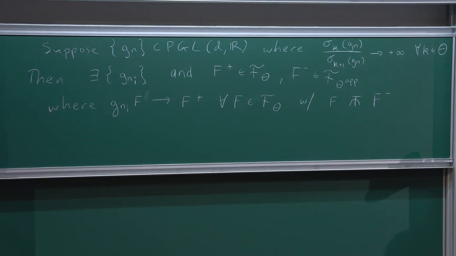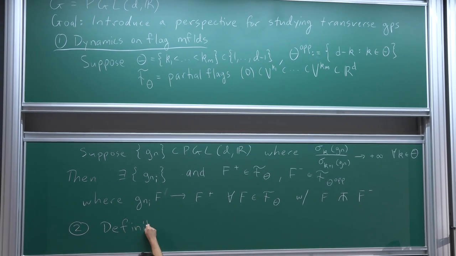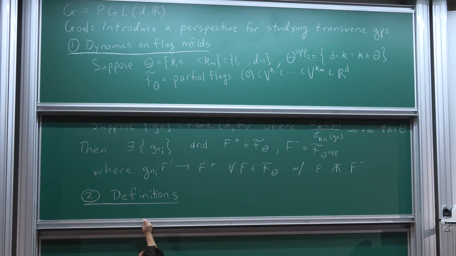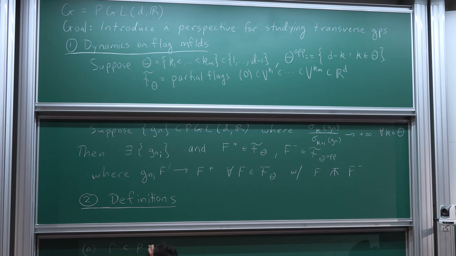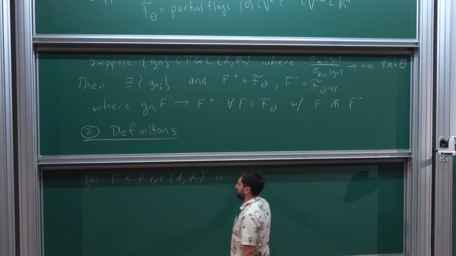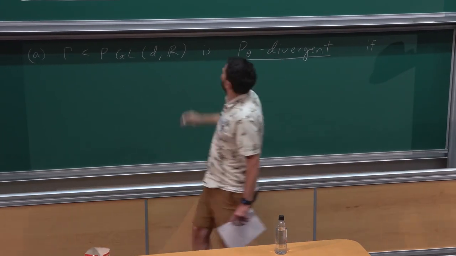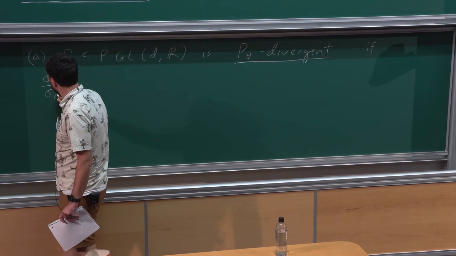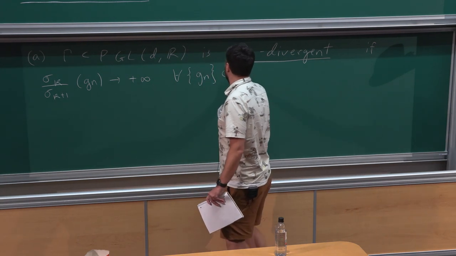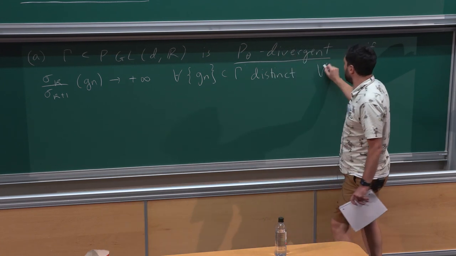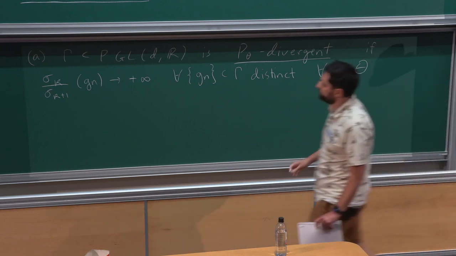And the entire talk is really about this type of dynamics. The next thing: there are three definitions. A group is P_theta divergent if that property holds: sigma k over sigma k plus 1 of g_n goes to infinity, for all sequences of distinct elements in your group, and for all k in theta. So that's what it means to be divergent. People also call this regular. So that's A.